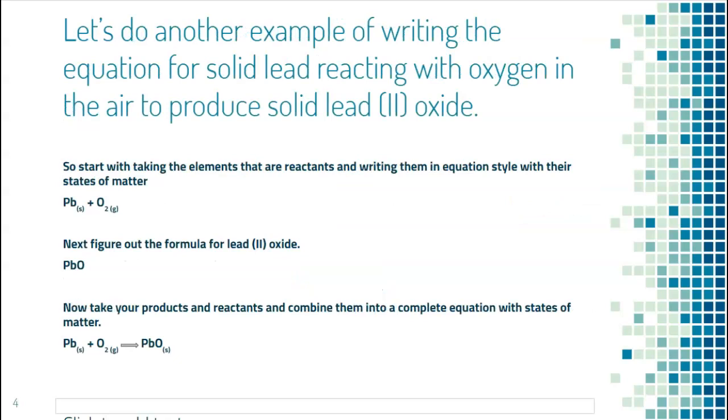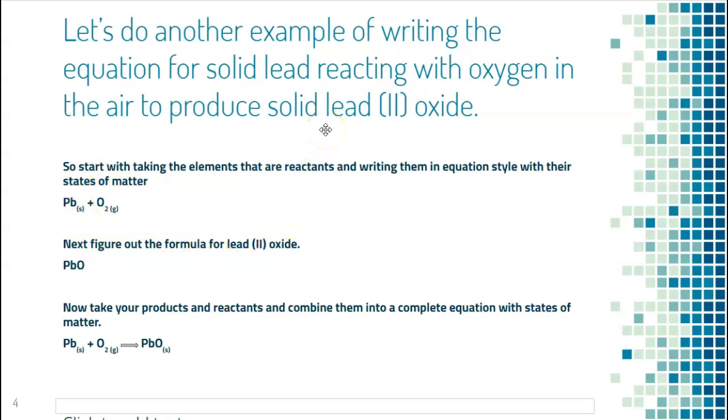Here's another example. Solid lead reacts with oxygen in the air to produce solid lead(II) oxide. Okay, so let's start. First we have to find out that lead's symbol is Pb. It's one of the weird ones. And it's solid lead, so we put a little (s) here, and we would put a plus in between our reactants, and then we've got oxygen, O2, and then we have a little (g) for gas, and it's going to make solid lead(II) oxide.